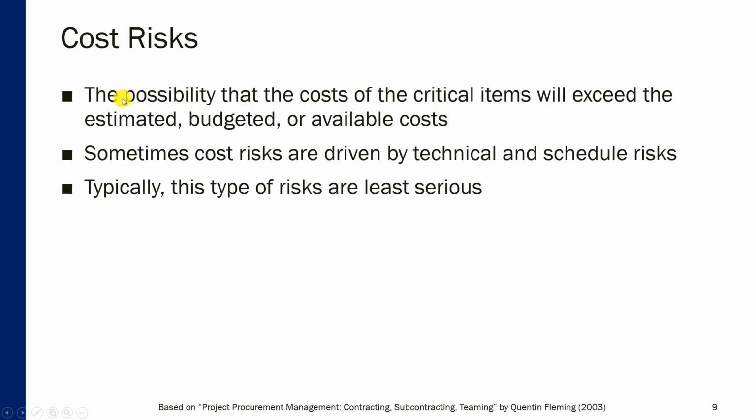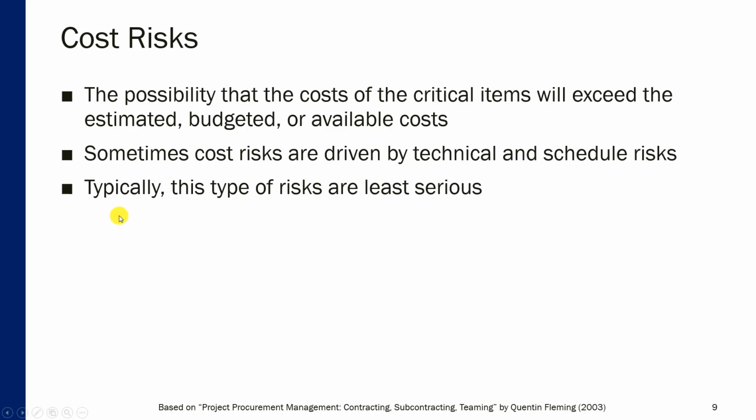Cost risks are related to the possibility that costs of the critical items or any of the items of the project, whether it's something related to actual assets or work, will exceed the estimated, budgeted, or available cost. Oftentimes, cost risks are driven by technical or schedule risks. Typically, in other words, if there's a delay or any kind of technical problem, that ultimately translates to a bottom line number.